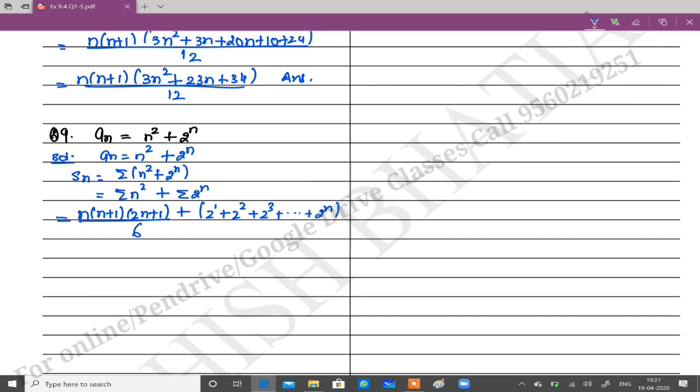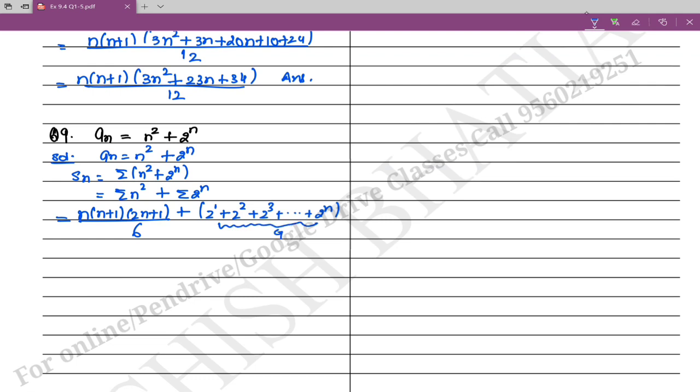The series is formed. Now if you look carefully, this becomes a GP with first term a as 2 and common ratio r as 2 square upon 2, which is equal to 4 by 2, and the number of terms are n here. So it would be n into n plus 1 into 2n plus 1 whole divided by 6, and the sum of the GP is given by a into r raised to power n minus 1 upon r minus 1. So it would be n into n plus 1 into 2n plus 1 by 6 plus 2 into 2 raised to power n minus 1 upon 2 minus 1.